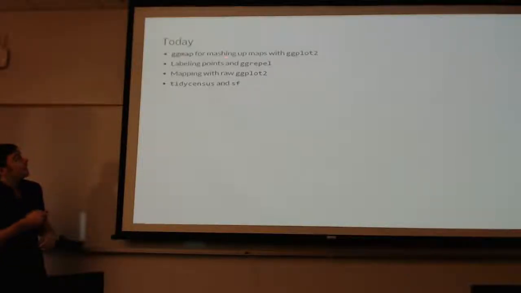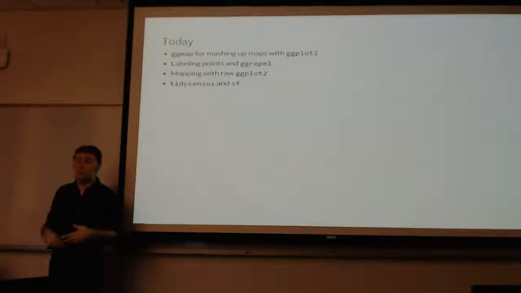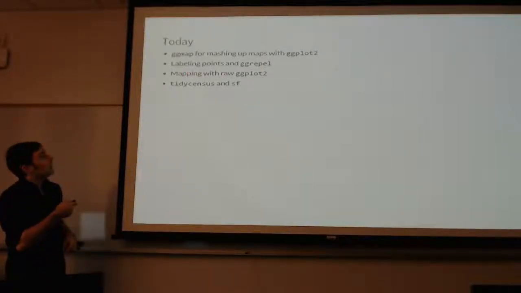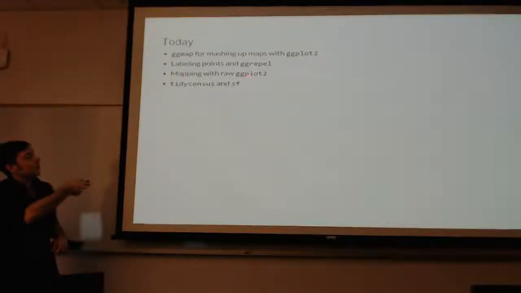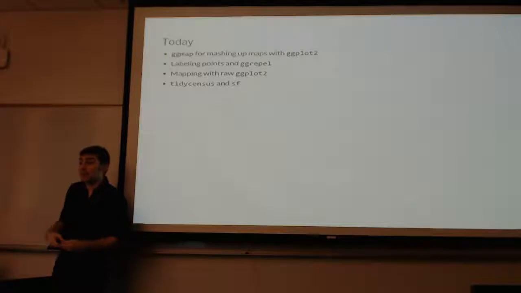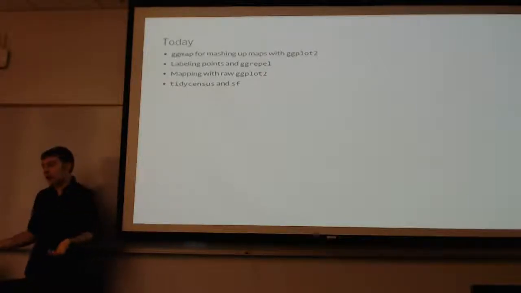Then we're going to talk about labeling points and using the ggrepel package to nicely put labels over the top of spatial plots. I'm going to talk a little bit about mapping with raw ggplot. That is, instead of using ggmap, how do we just plot maps straight in ggplot based on the idea that longitude and latitude are just x and y coordinates. So you can plot a map in geospatial stuff as you would be plotting any kind of points and lines.